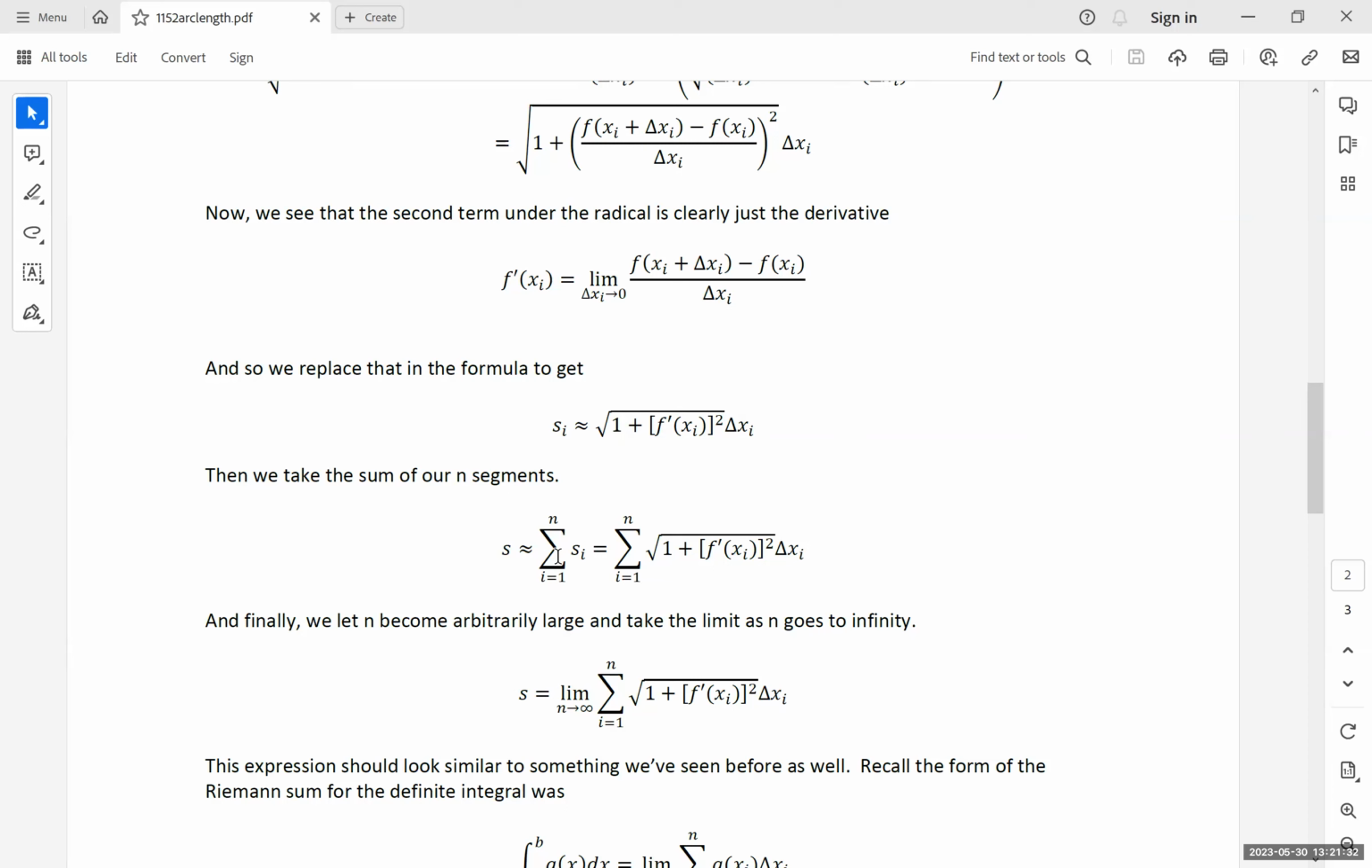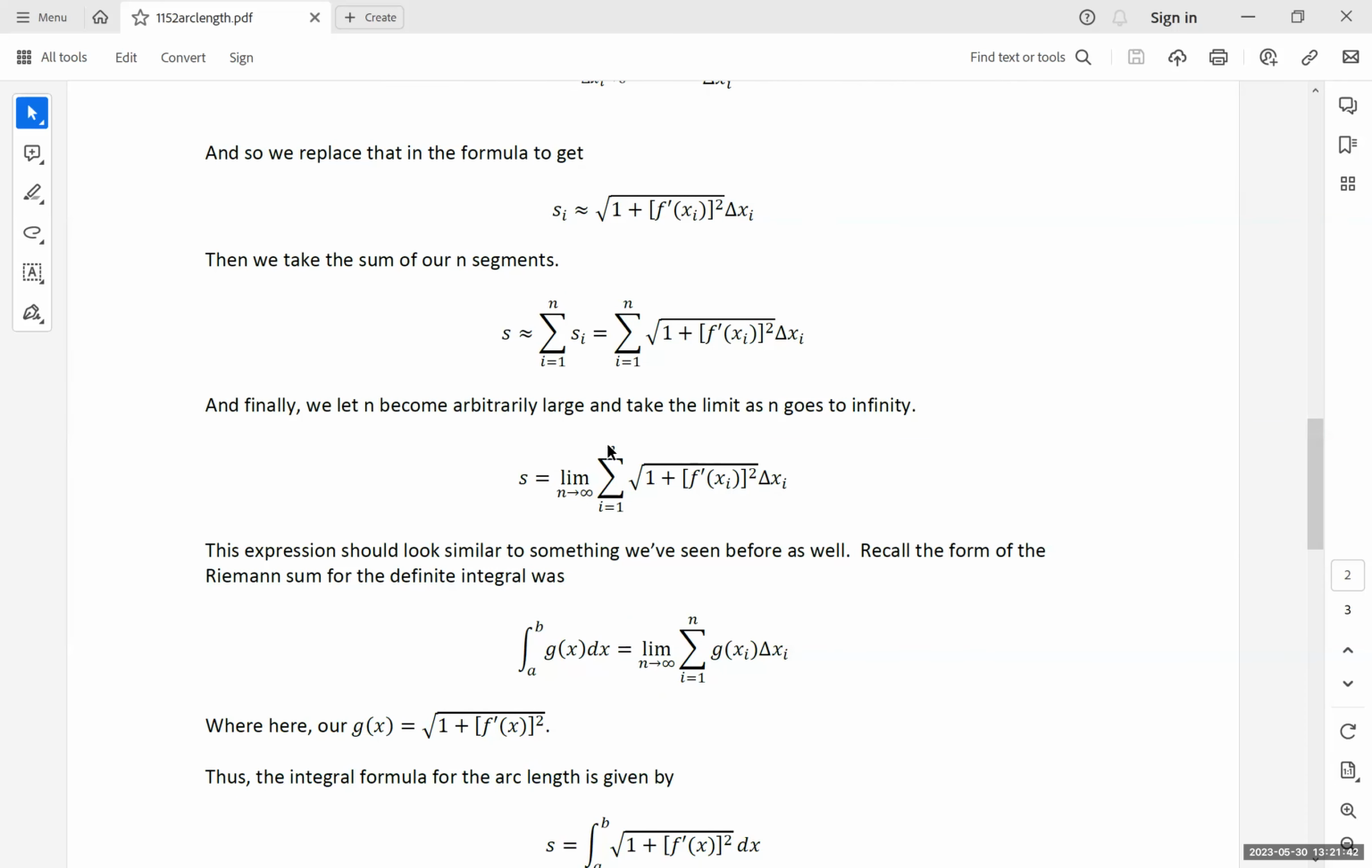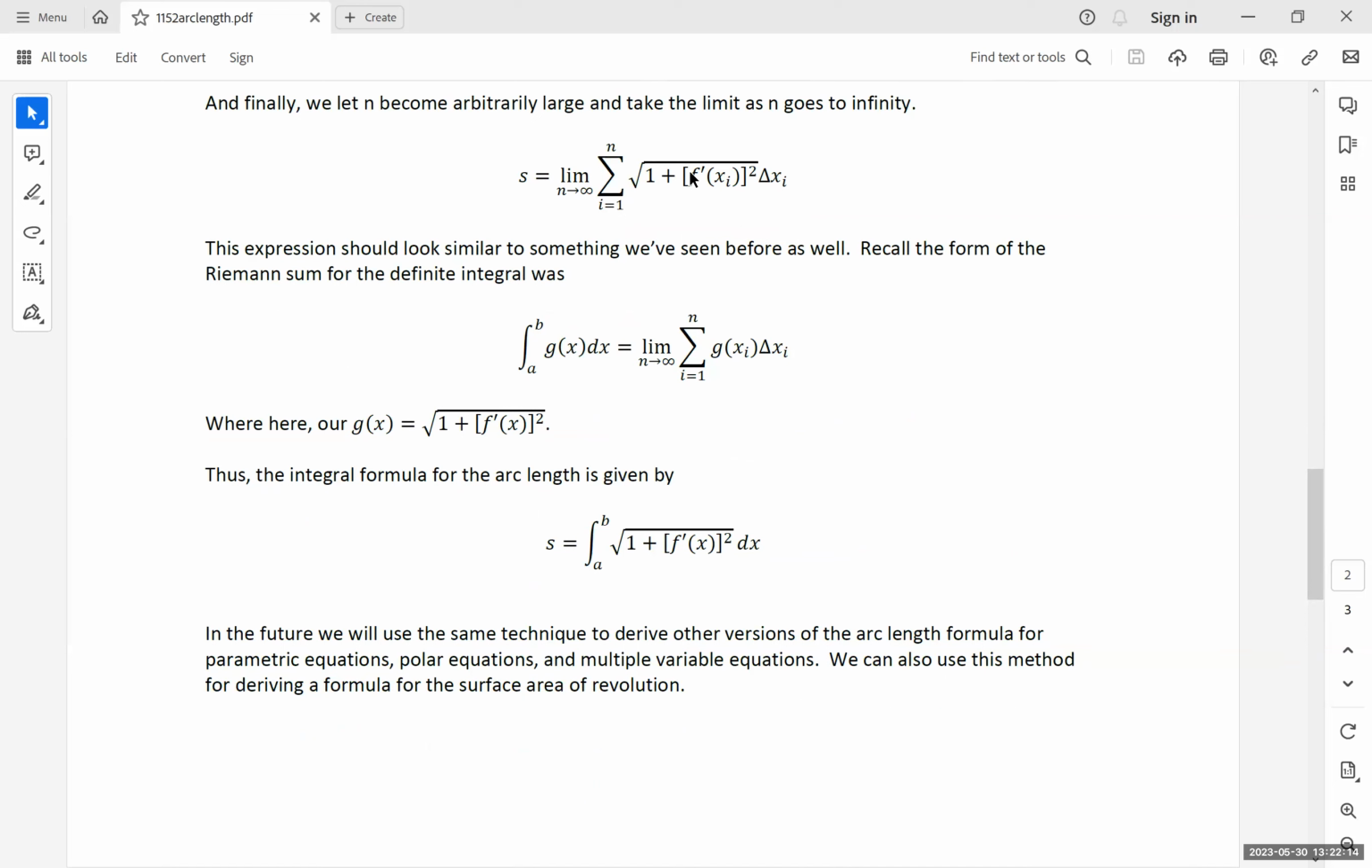Well, again, if we take our sum of all of these together and then we take our limit, what we've basically done is we have taken some kind of function, we'll call it g, the square root of 1 plus f prime of x squared, that's a function, times delta x, we're summing it and then letting the limit go to zero. This is by definition our integral formula. And so we're just substituting our g of x in the definition here for this square root expression. And so we can take this summation formula and turn it into an integral.